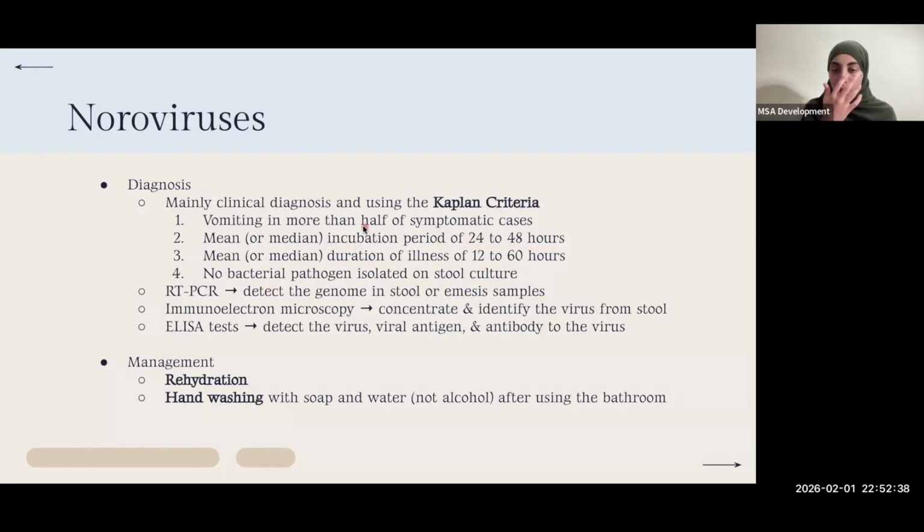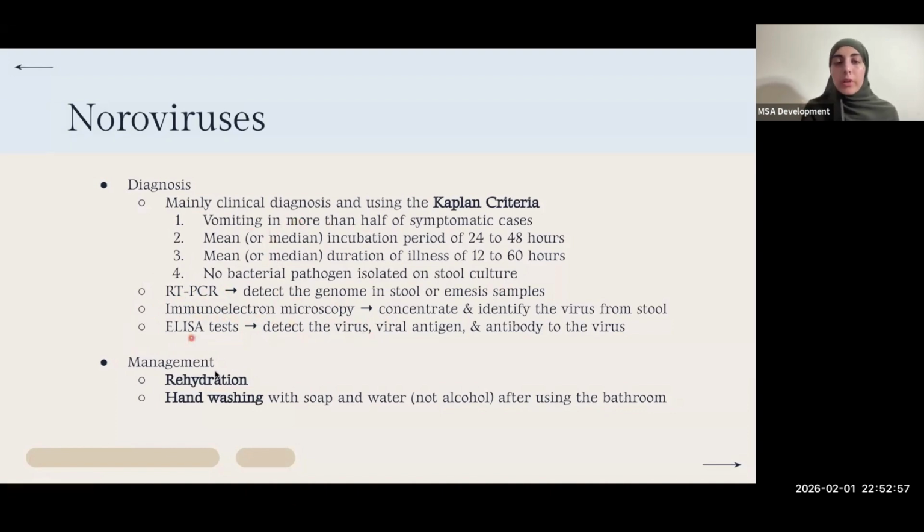Other than this clinical diagnosis, which is the main thing, you can also do RT-PCR to detect the genome of the virus in stool. You can do immunoelectron microscopy, and you can do ELISA test to detect the virus. But again, main thing is clinical diagnosis.